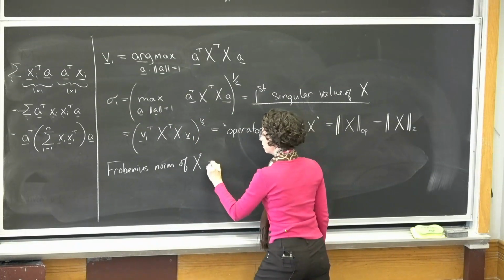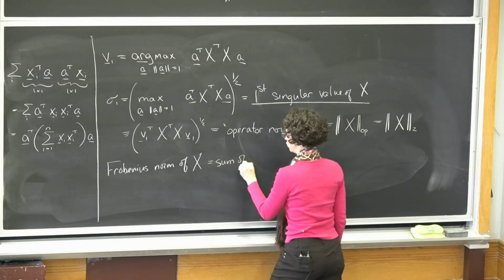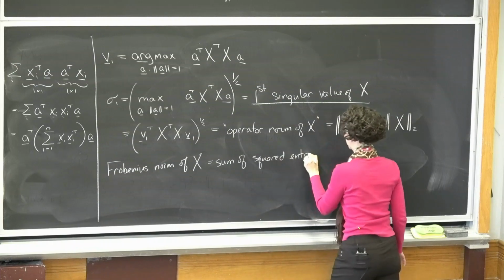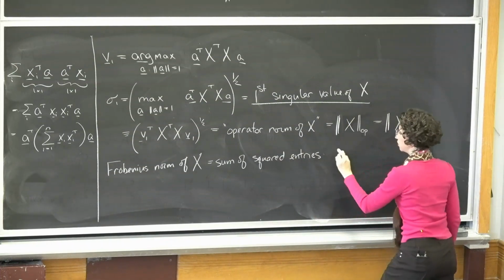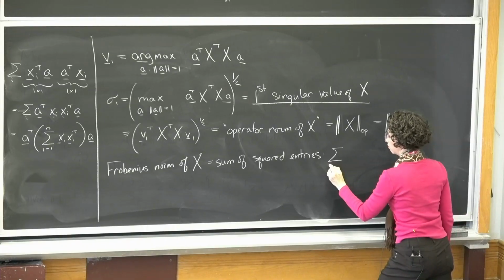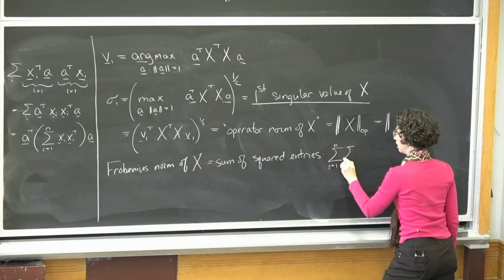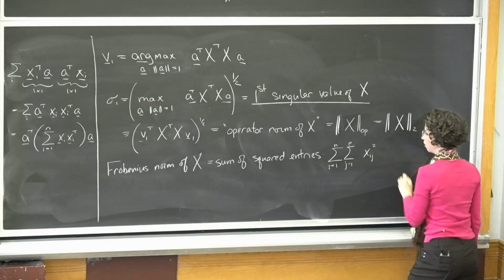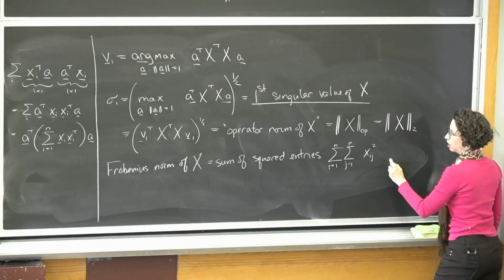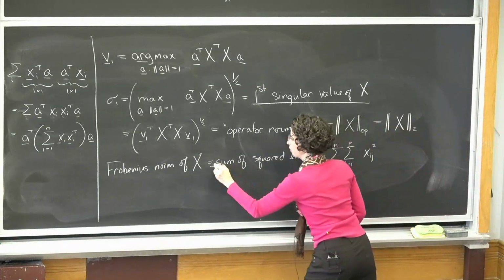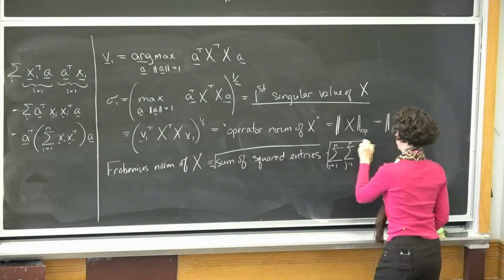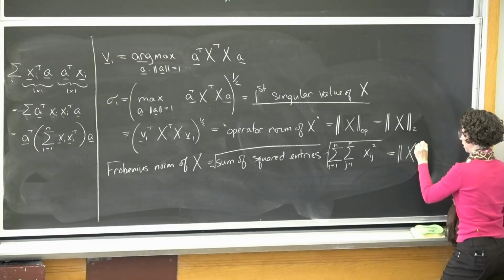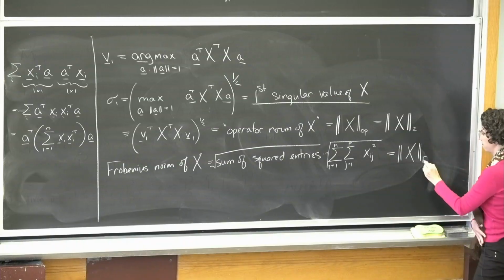And the Frobenius norm is equal to the sum of the squared entries. So this is just equal to the sum from i equals 1 to n and j equals 1 to p of x_ij squared, and the square root of all these things. And so this we write as x with a little F here for Frobenius norm.